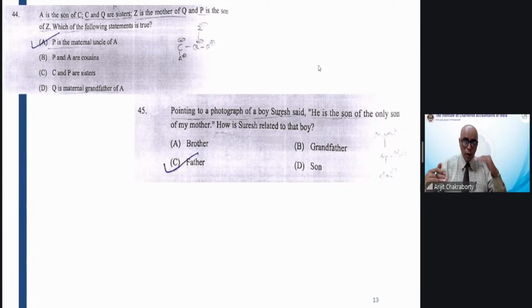सबसे नीचे A है, उसके ऊपर है C, Q and P, सबसे ऊपर है E. So E is the grandmother of A, we can say. So none of the options apart from option A is the right answer.